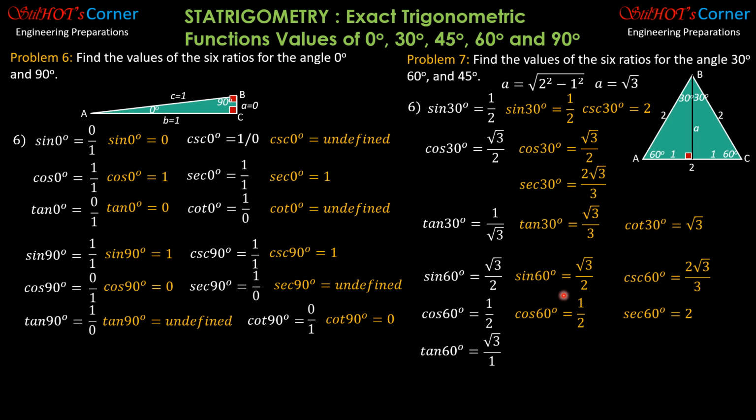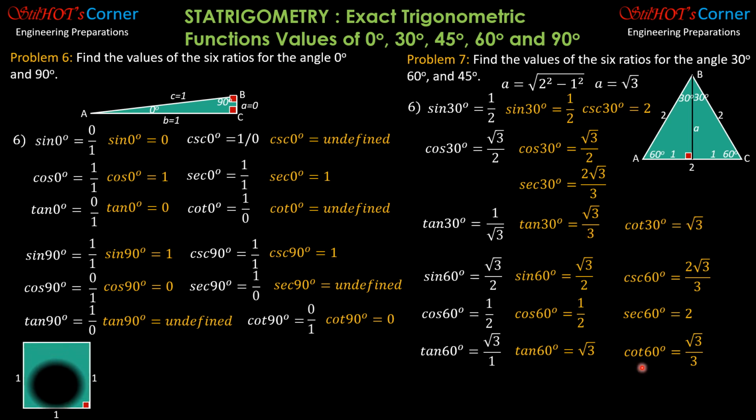Then tangent of 60 degrees is equal to opposite square root of 3 over 1. So square root of 3. Tangent of 60 degrees is square root of 3, just like cotangent of 30 degrees, square root of 3. While cotangent of 60 degrees is 1 over square root of 3, or square root of 3 over 3.